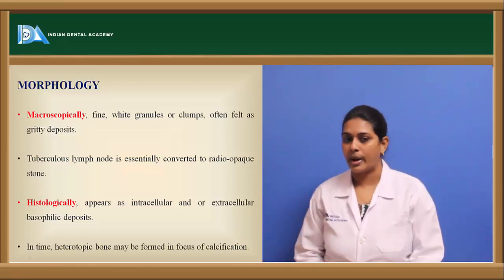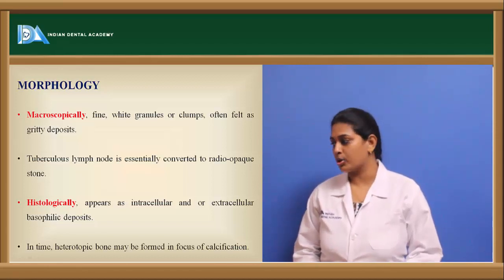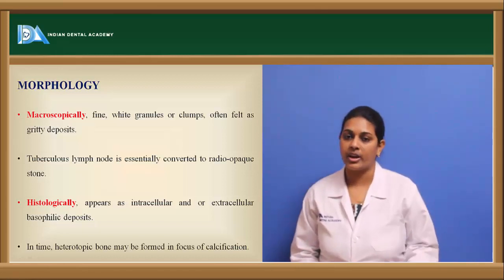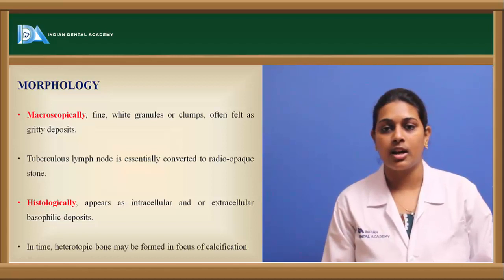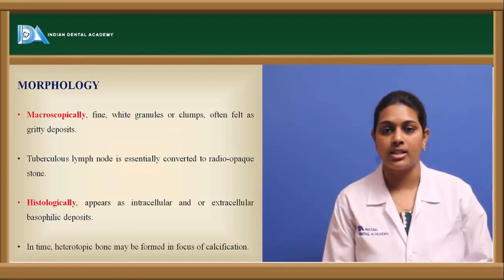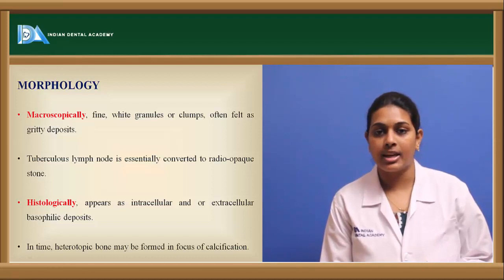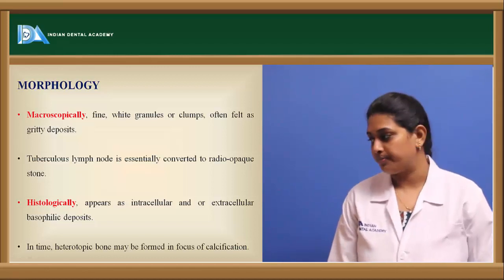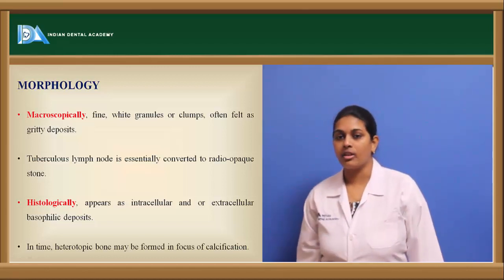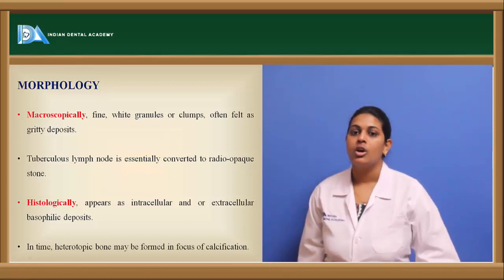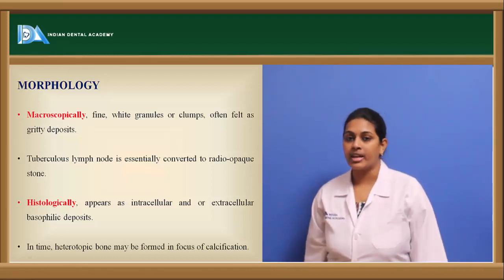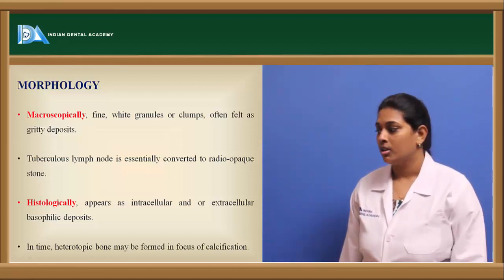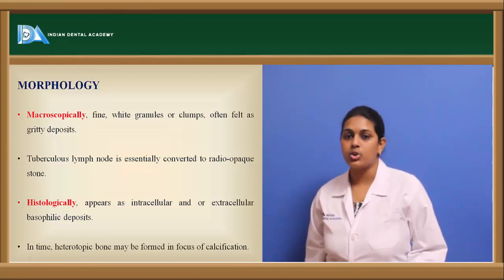Histologically, that is, when you view it under a microscope, you find it intracellularly or extracellularly. This calcification, whether intracellular or extracellular, shows basophilic deposits. That is, it attracts the hematoxylin stain and appears violet in color. Sometimes a focus of calcification which is much more mature or older gives the appearance of a heterotopic bone, that is, a bone which is formed in an abnormal position. So this calcification can progress into a heterotopic bone.